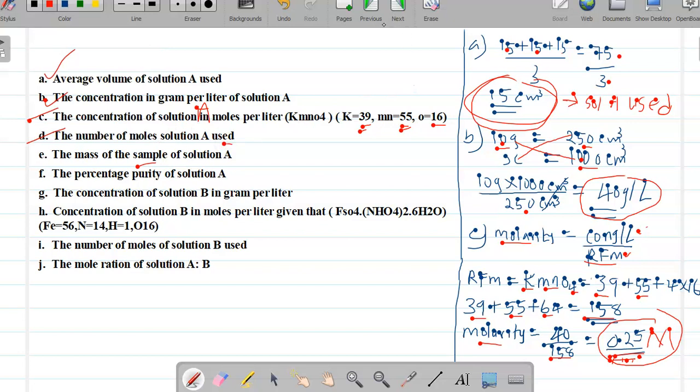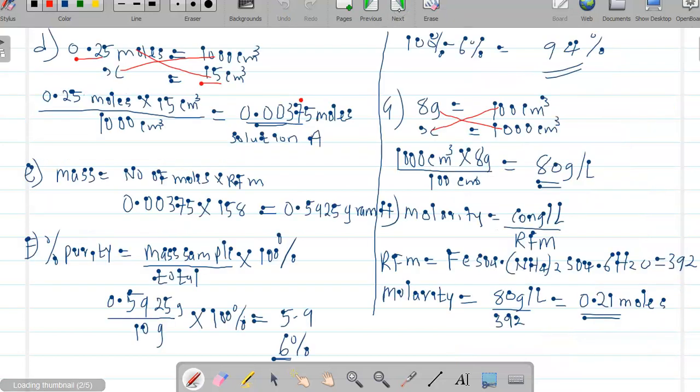So how do you calculate it? This is the volume used, this is the number of moles used, then you multiply by the RFM, then you get the mass used. Mass is equal to number of moles times RFM, or molar mass. So the number of moles used is 0.00375 times the RFM, which is 158, the RFM that we have obtained for potassium manganate solution A. So this is the mass of the sample.